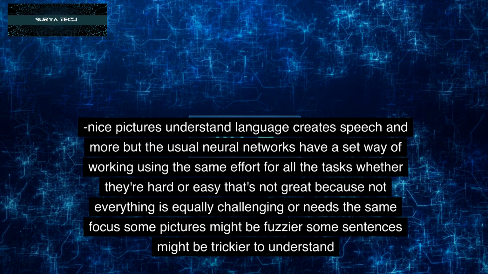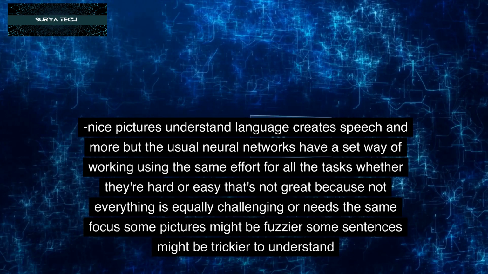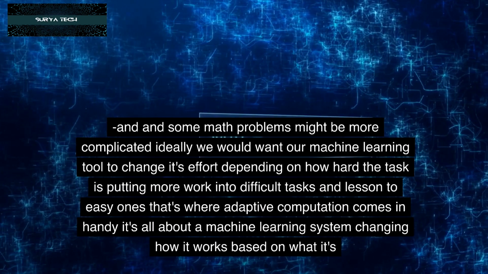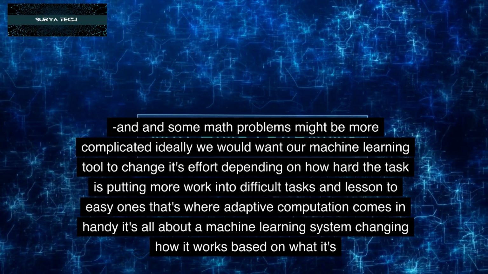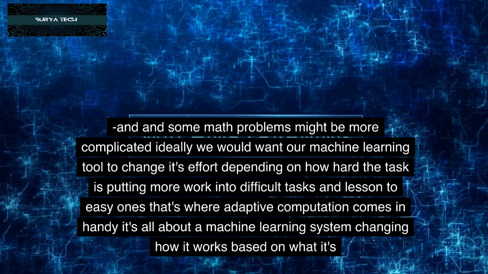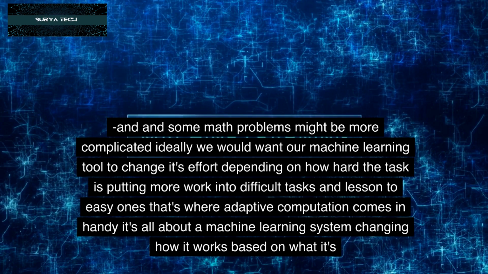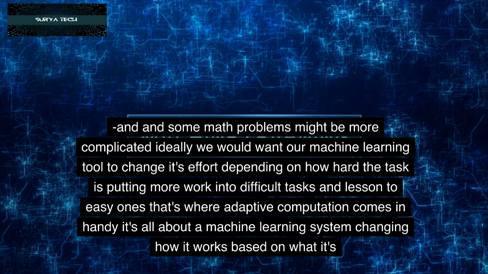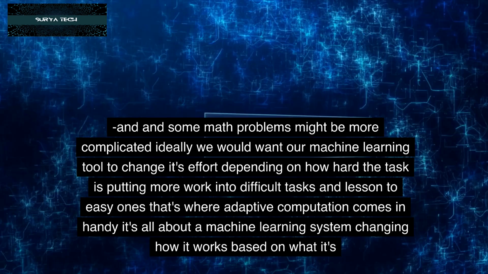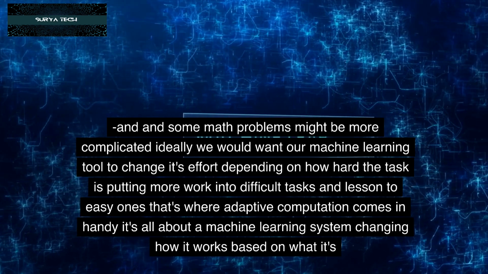Some pictures might be fuzzier, some sentences might be trickier to understand, and some math problems might be more complicated. Ideally, we would want our machine learning tool to change its effort depending on how hard the task is, putting more work into difficult tasks and less into easy ones. That's where adaptive computation comes in handy. It's all about a machine learning system changing how it works based on what it's dealing with.